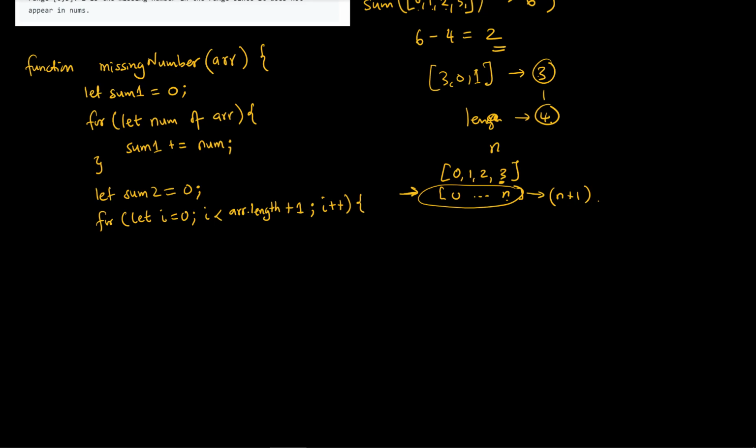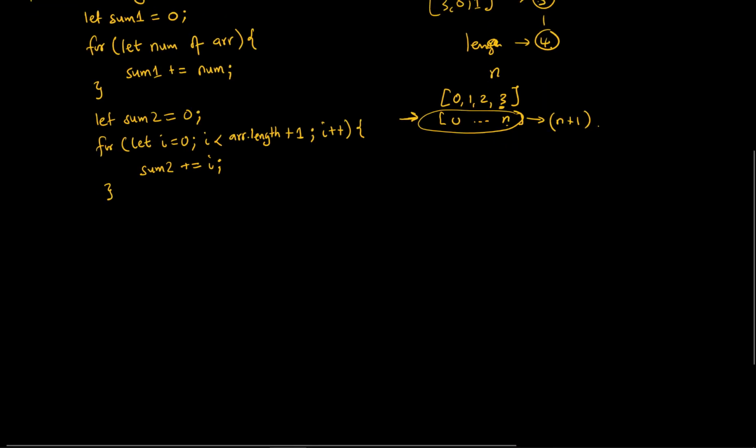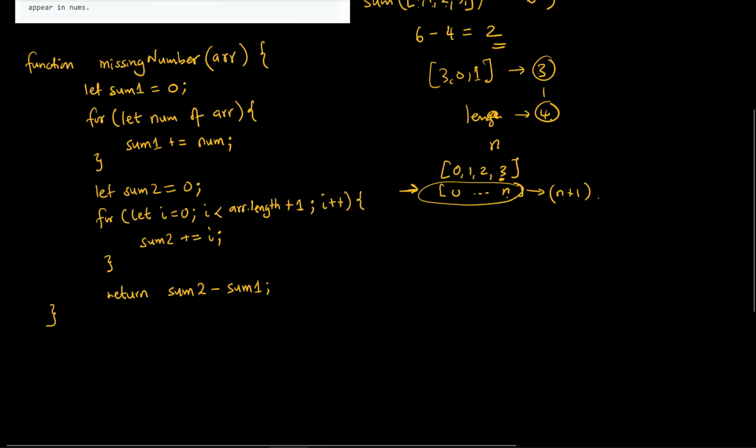and those will be the numbers. So how will you do that? So we just keep adding up, sum2 plus equal i, and then our missing number would be just the difference. Return sum2. Sum2 will be the bigger one minus sum1. So that is it. That's our method 1.